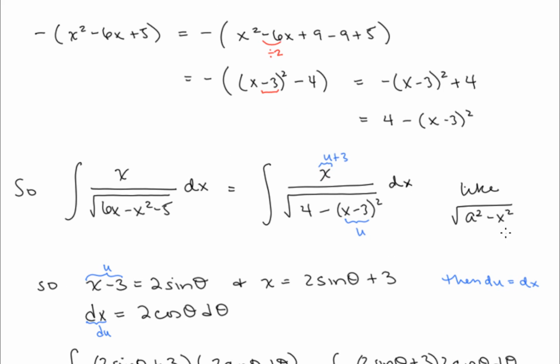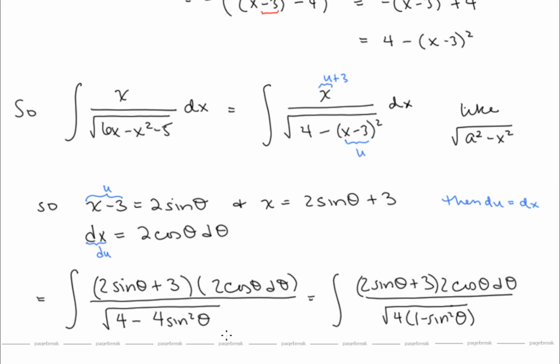Here we would let x equal a sine theta. So here we let x minus 3 equal 2 sine theta. X minus 3 is equal to 2 sine theta. And then dx would be 2 cosine theta d theta. And in our numerator we're going to have an x, and solving for x here would give us x is equal to 2 sine theta plus 3. And so our integral would look like this.